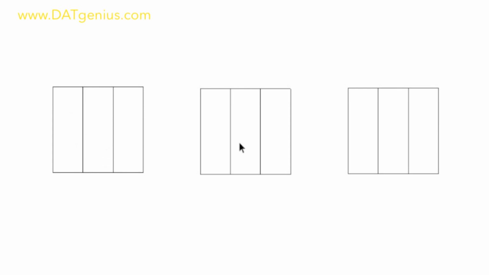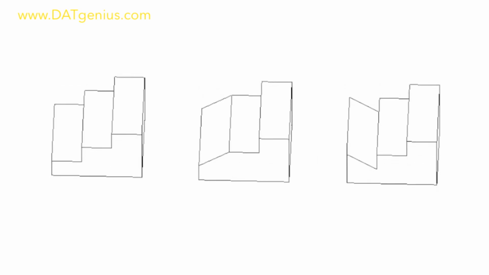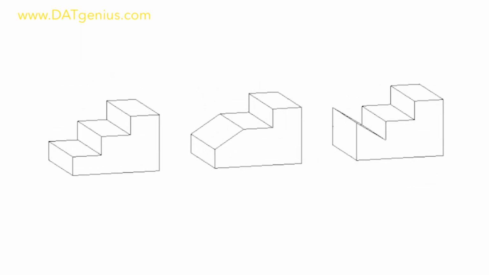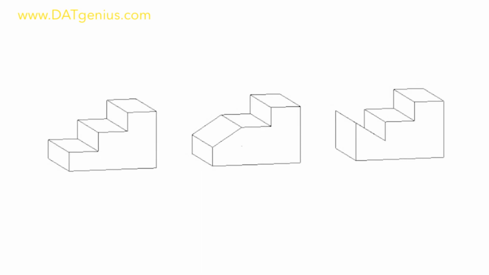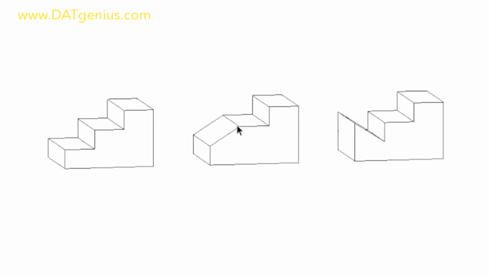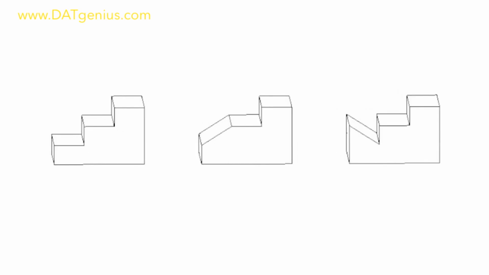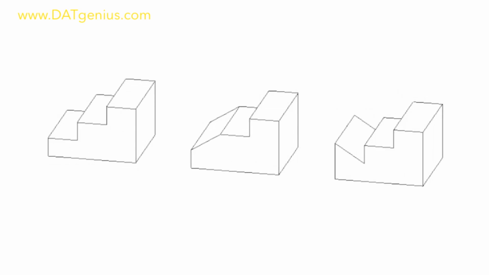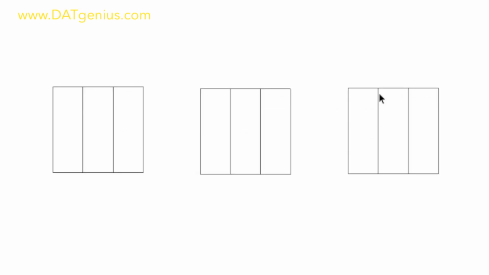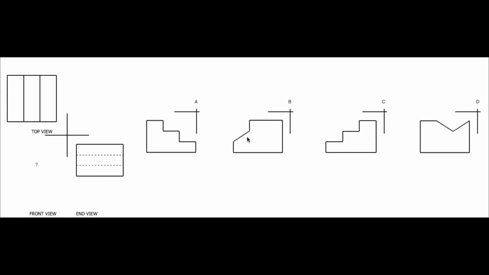So notice that the top view of all three of these objects looks exactly the same. But if we look at what these objects actually look like, they're all very different. It could be a flat plane, it could be a ramp in this direction, and it could also be a ramp in this direction. All we need to know, though, is that some sort of change in geometry is located wherever we have these solid lines.